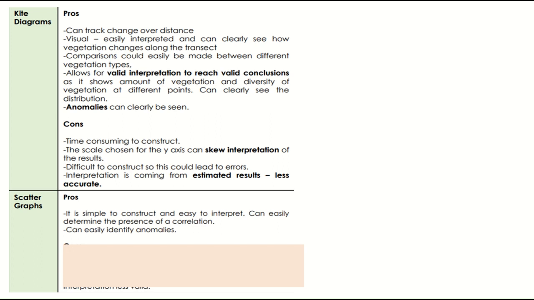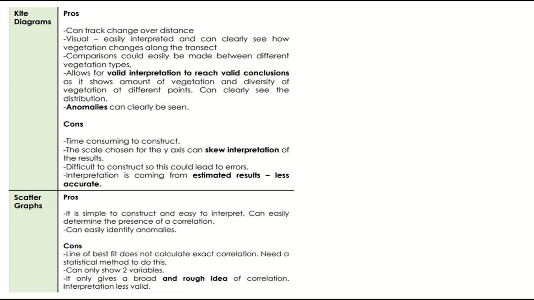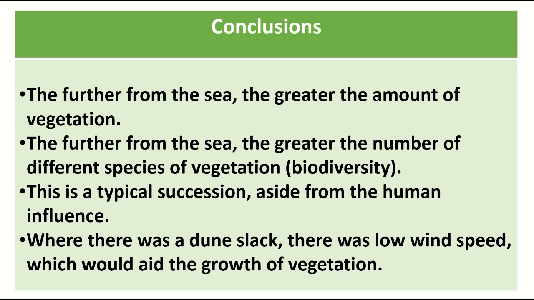And again, we can identify anomalies more easily. They're easy to construct and interpret. They allow comparison, so we can determine the presence of a correlation. However, they only ever show two variables, and it only gives a broad or rough idea of correlation as well. You need a statistical method to calculate the exact correlation, because that line of best fit may be based on inadequate data.